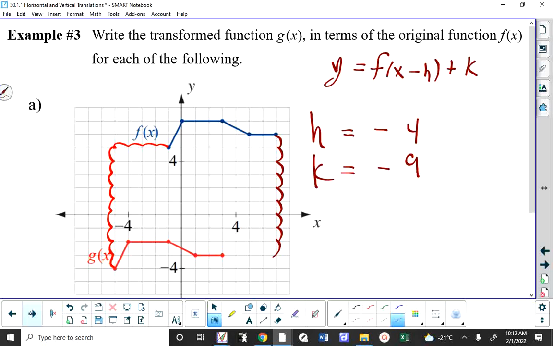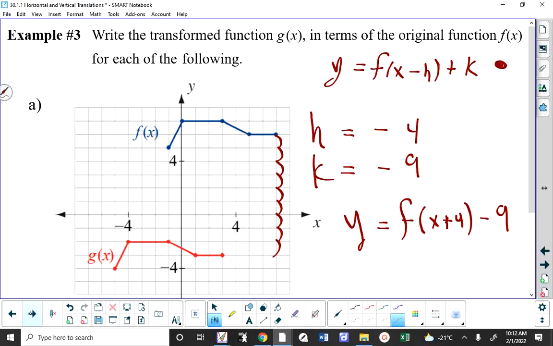So what's the equation of this function? This is what I mean when I say you don't even have an equation for the original function. But what you can do is write that the new function is y equals f of x plus 4 minus 9. We're using this, everybody, as a template and putting in what x and y are equal to get the new function.